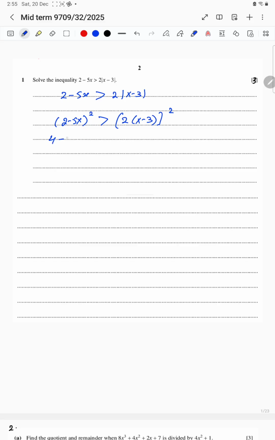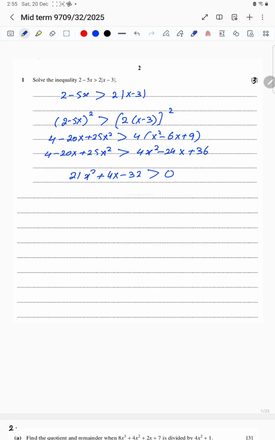And we can expand it: 4 minus 20x plus 25x square greater than 4 times x square minus 6x plus 9. Further simplifying, this is simple algebra, it's not a big deal, but few students get confused about the final result, which I'm going to discuss with you. So taking all the terms one side, I will get 21x square plus 4x minus 32 is bigger than 0. This is the inequality we get so far, and we have to solve this.